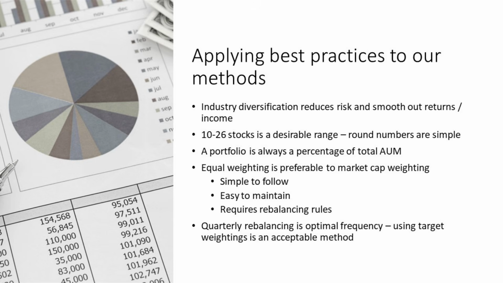Equal weighting, as we said, is preferable to market cap weighting. That's simple to follow for retail investors. We keep things very simple. It's easy to maintain over time, and it just requires rebalancing rules. So once a quarter, take a look at where you're sitting in terms of weightings and do a rebalance. Quarterly rebalancing is the optimal frequency, and using target weightings is an acceptable method.